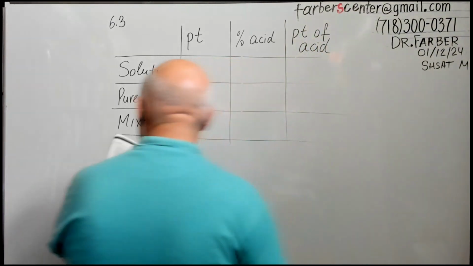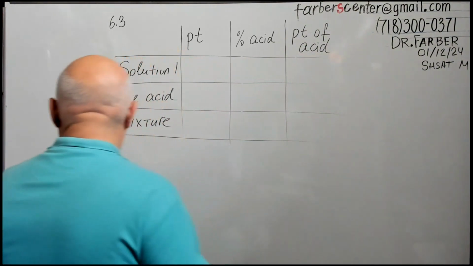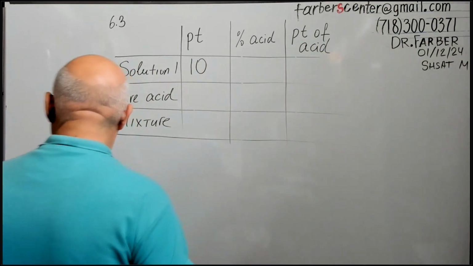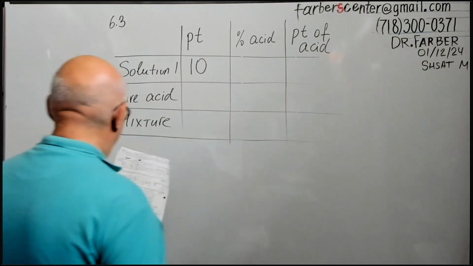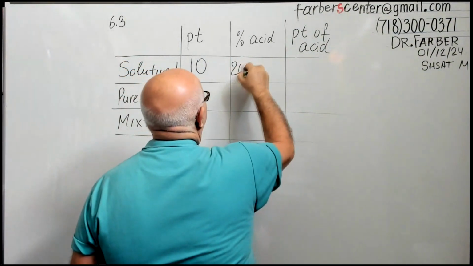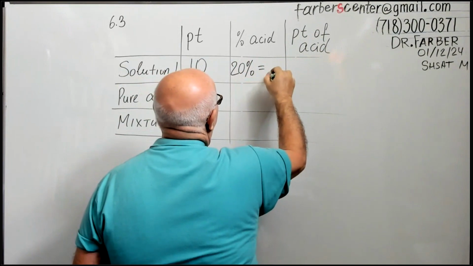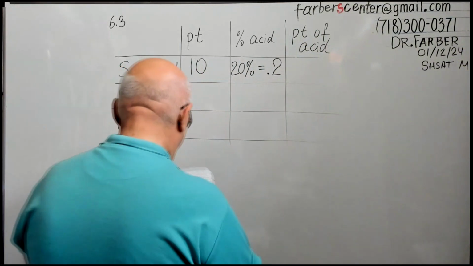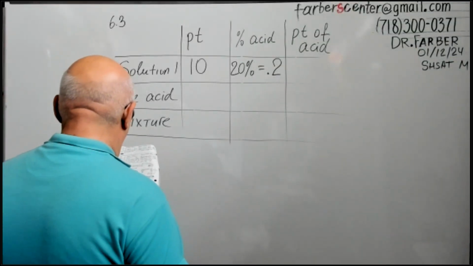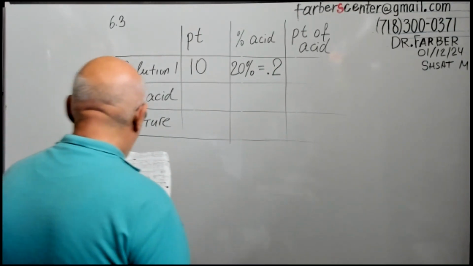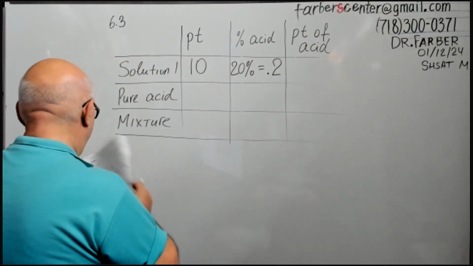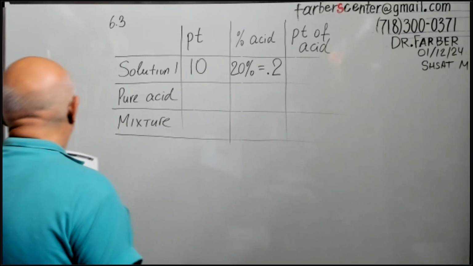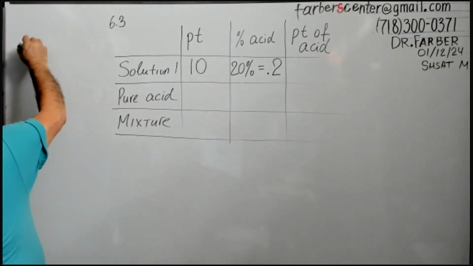Incorporate with data. In number 3, it holds 10 pints. Put 10. Which is 20% acid. 20%, which is 0.20 or 0.2. I will see, maybe add 0, maybe not. And they combine with pure acid, which is, where is it? Pure acid, 3 quarts.